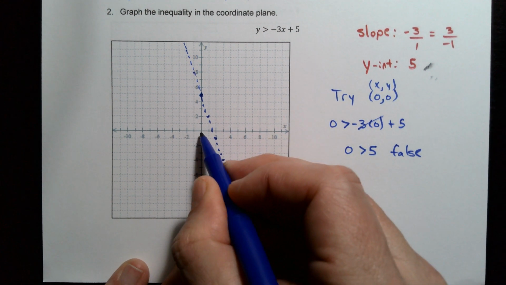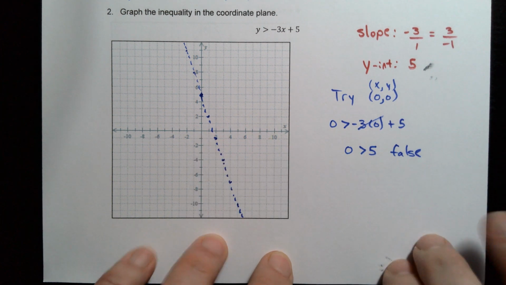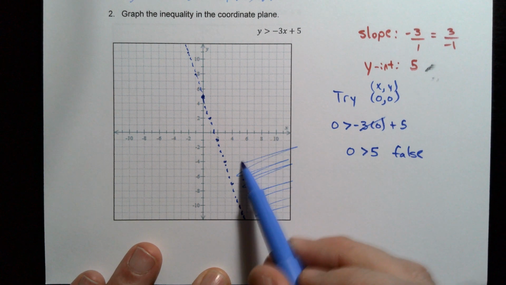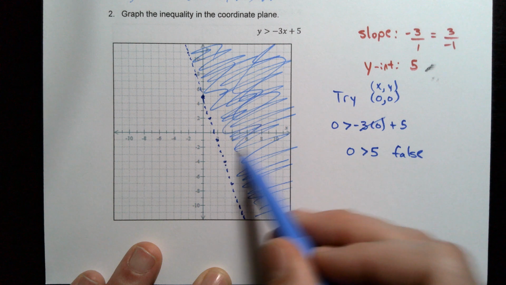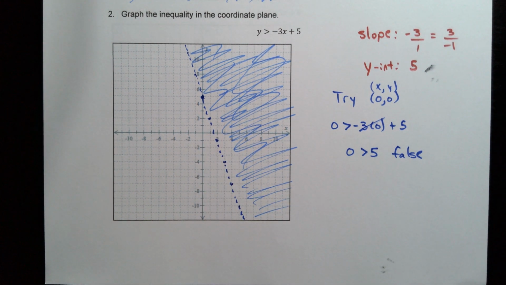So we know that this region right here is not in our solution. If that region is not in our solution, that means the opposite side of that line must be in our solution. So we will shade this side. We tried 0, 0. It wasn't in the solution, so we shaded the other side. Okay, let's do a couple more.